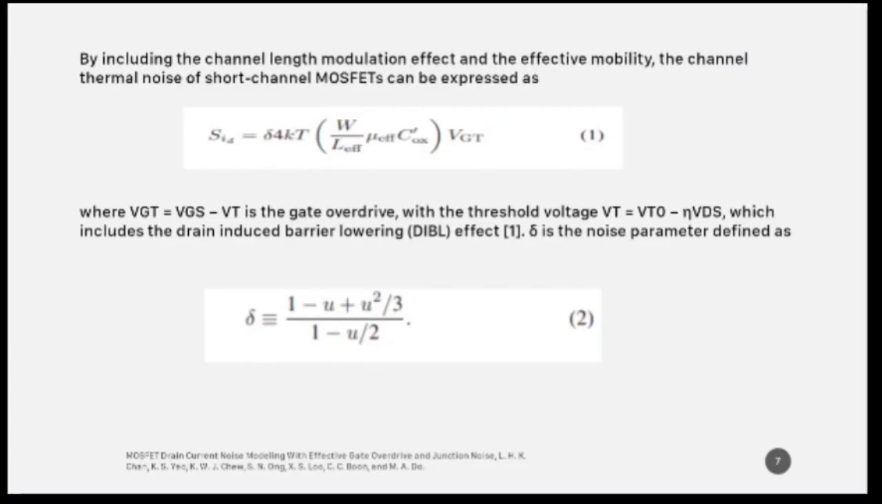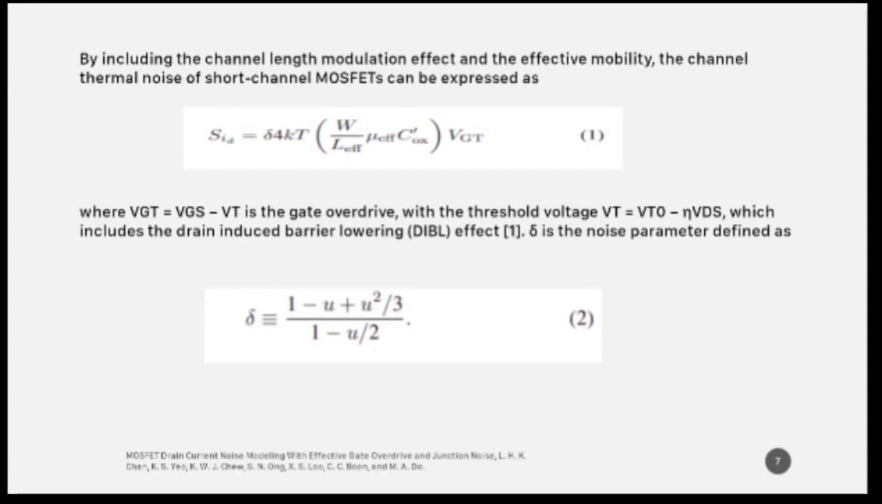So by including channel length modulation effect and effective mobility, the short channel MOSFET noise can be expressed as this equation, where K represents Boltzmann constant, VGT is the gate overdrive voltage. So VGT is equal to VGS minus VT, where VGS is the gate source voltage and VT is the threshold voltage.